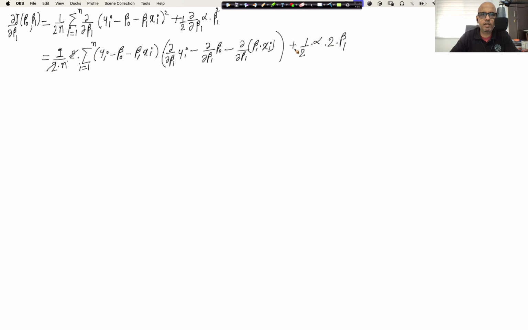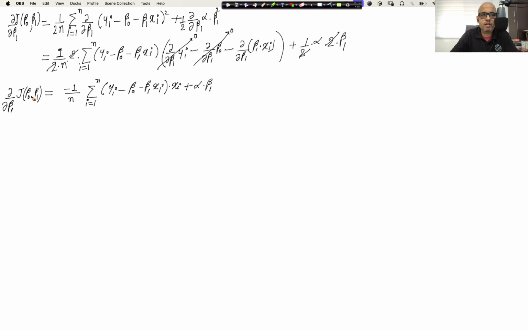So these 2 would get cancelled out, this 2 would get cancelled out, this term would be 0, and this term again would be 0. So what we get finally is minus, so this would become minus x of i, so I'm putting that minus sign up front, minus 1 divided by n summation i is equal to 1 to n. This term stays as is, yi minus beta 0 minus beta 1 x of i, into x of i, which is coming from here, and then plus alpha into beta 1. And this is the gradient with respect to beta 1 when we differentiate the cost function or objective function J.